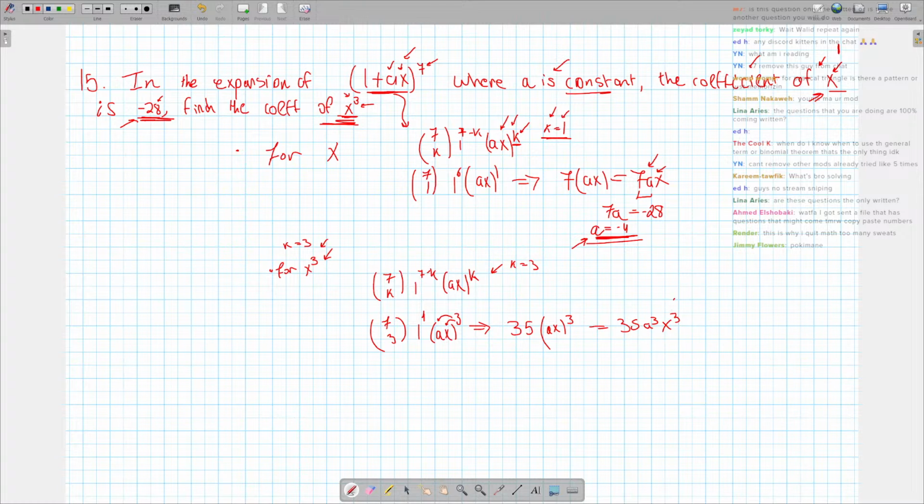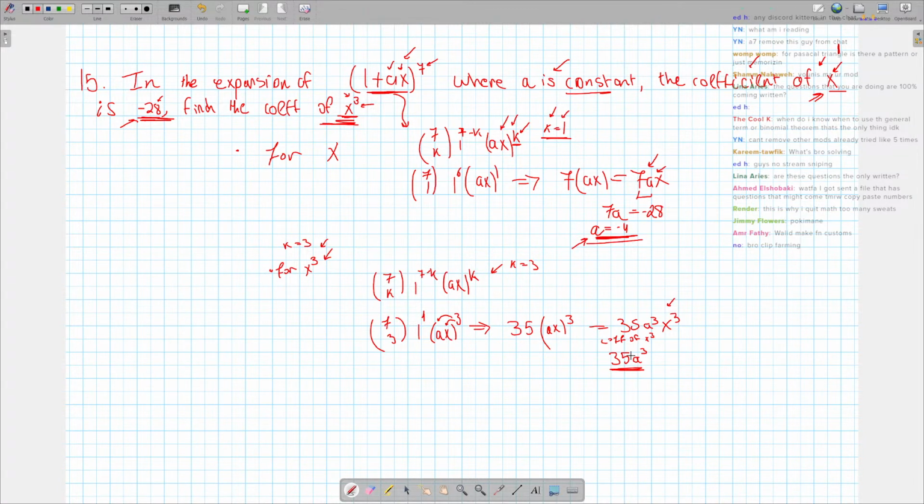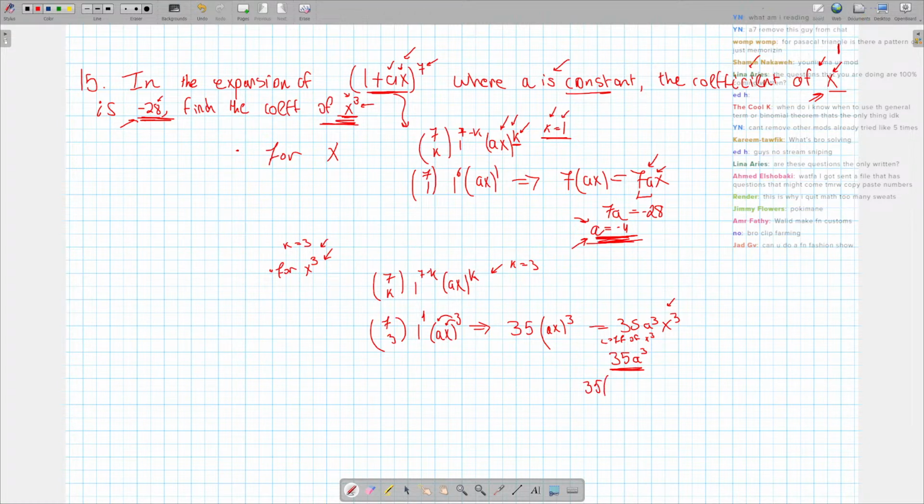What's the coefficient of x cube? 35 a cube. Coefficient of x cube is 35a cube. If you put this as your answer, your paper is going to get spat on. You're going to get 0. Why? Because a is negative 4. So they want you to substitute a as negative 4. If you get a letter in your answer, you're doing something wrong. So you're going to do 35 times negative 4 to the power of 3.